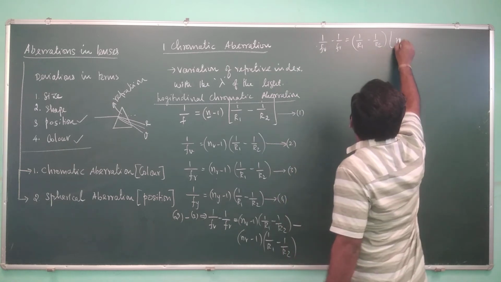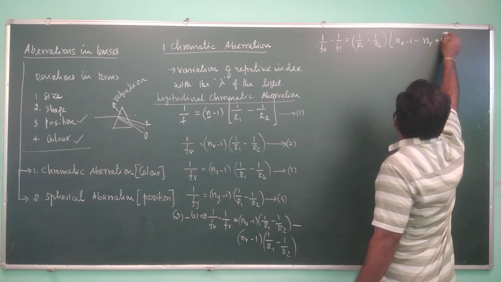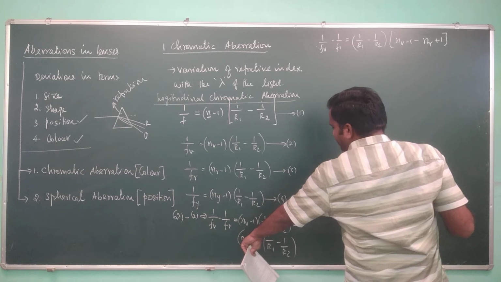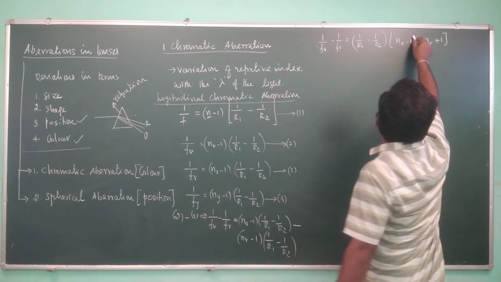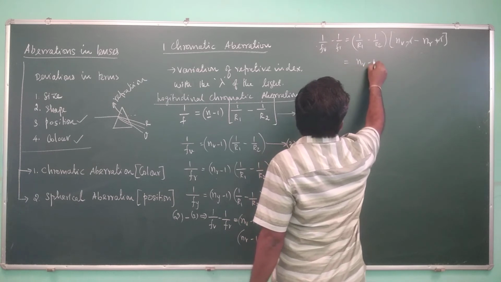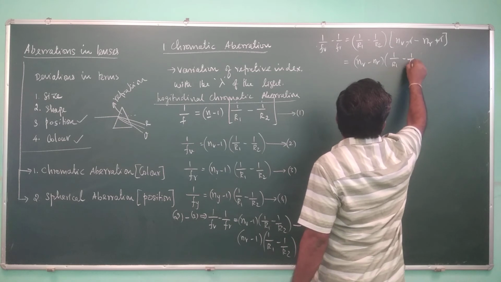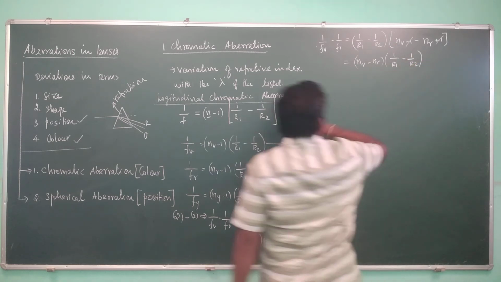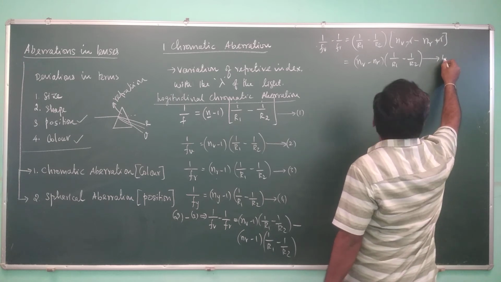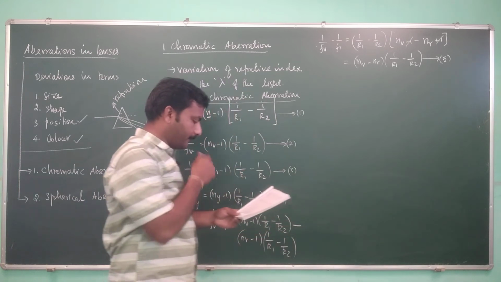Let's take common (NV minus 1) minus (NR minus 1). Let's bring the minus inside, NR plus 1. Now this and this will cancel. So the resultant equation is (NV minus NR) multiplied by (1 by R1 minus 1 by R2). This is equation number 5.